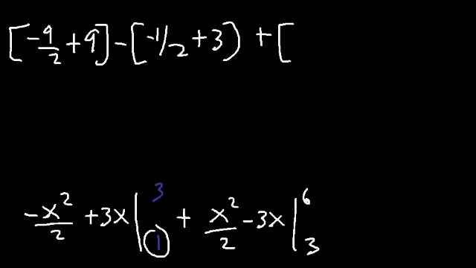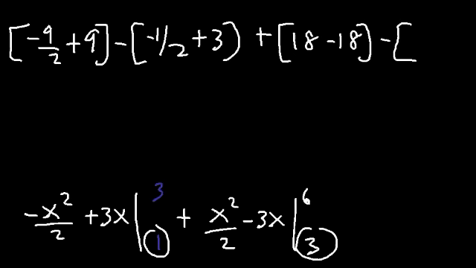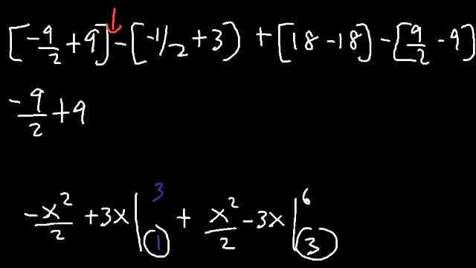6 squared is 36 divided by 2, that's 18. 3 times 6 is also 18. Now if we plug in 3, 3 squared is 9, so we have 9 over 2. And 3 times 3 is also 9. So we have negative 9 over 2 plus 9. Let's distribute the negative sign. So it's going to be plus 1 over 2 minus 3. These two cancel. And then negative 9 over 2 plus 9.